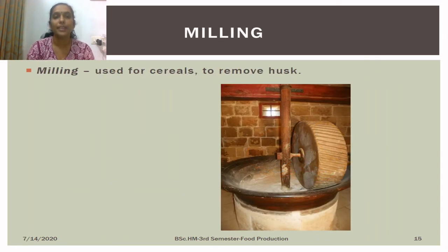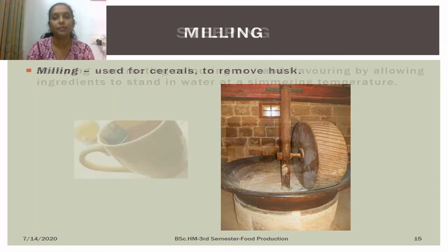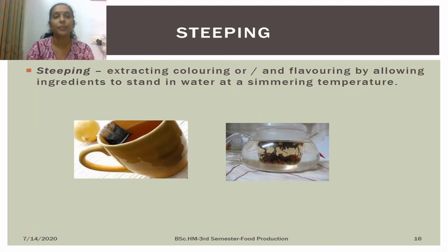Next one is milling. It is done for cereals in order to remove the husk. There are so many modern machineries in order to do the milling. Steeping. Extracting the coloring or flavoring into a liquid by allowing it to remain at a simmering temperature is addressed as steeping. For example, making of tea. The tea bag is steeped into the hot liquid, and after some time we find that the color and the flavor is extracted into the water.